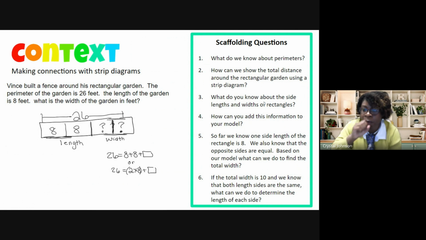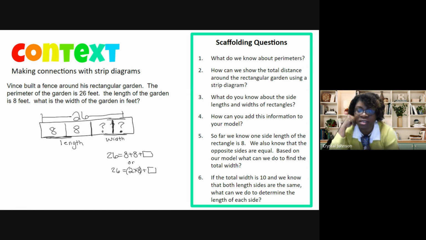What do we know about the side lengths and widths of rectangles? They are equal and opposite. Well, they did tell us that one side is 8 feet. So I know I'm going to put length and I'm going to put width because those are my sides. There are 4 sides to a rectangle. I know if one side is 8, the other side has to be 8. But I do not know the width, so I'm going to leave those blank.